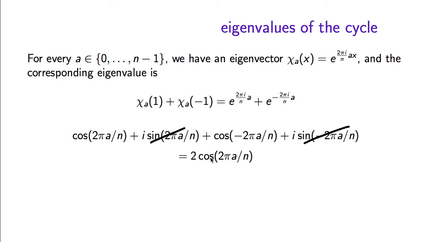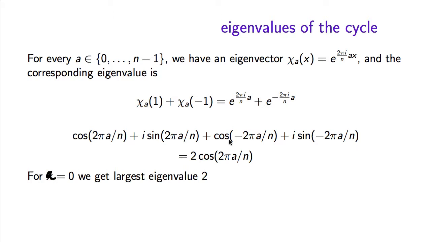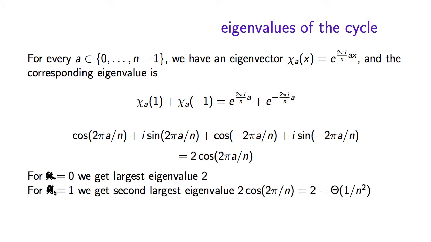2 cosine of 2 pi a over n, where a is allowed to range from 0 through n minus 1. Those are the n eigenvalues of the cycle. When a is 0, cosine 0 is 1, so the eigenvalue is 2. And when a is 1, we get the second largest eigenvalue of the adjacency matrix, which will be 2 cosine of 2 pi over n.